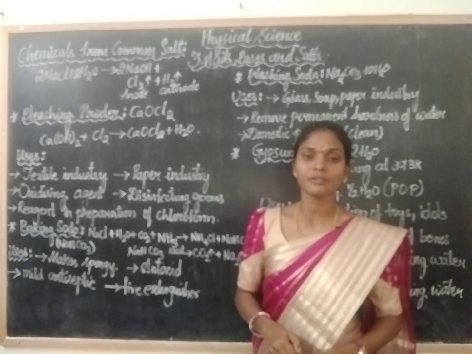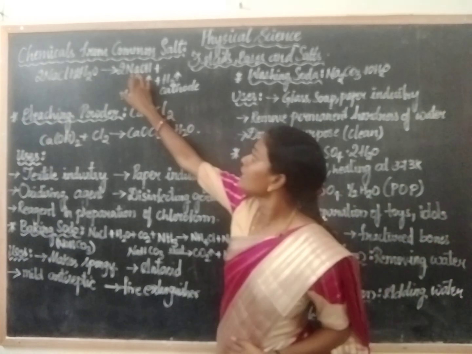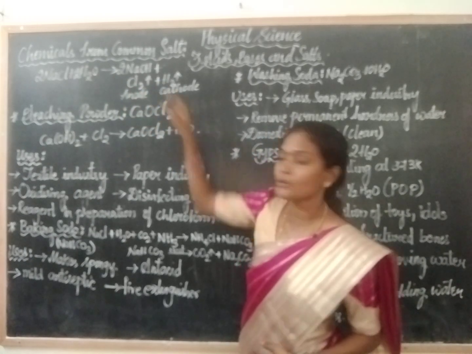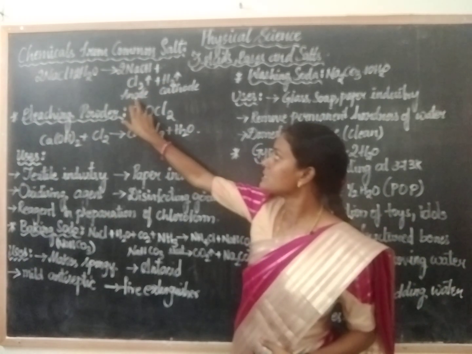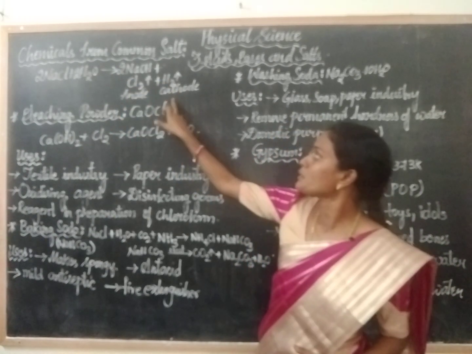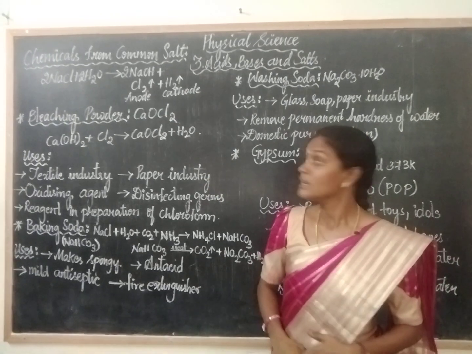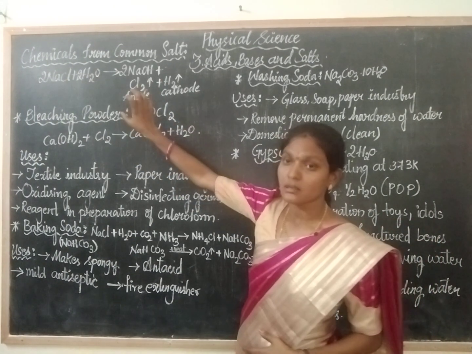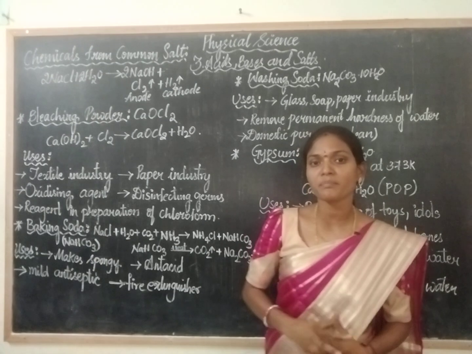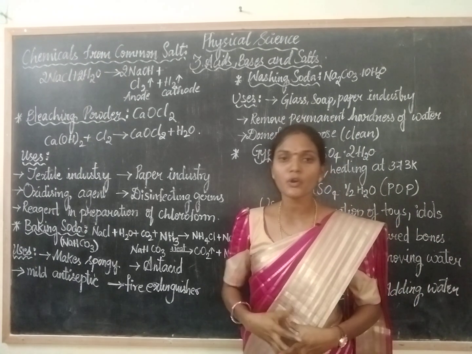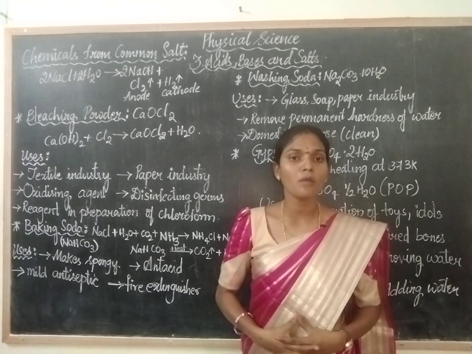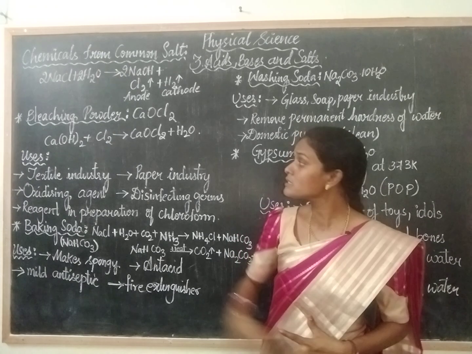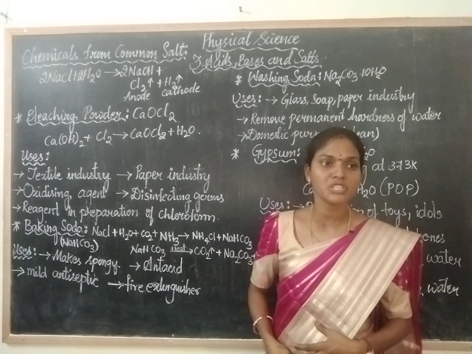When you pass electricity through it, it gives NaOH, chlorine and hydrogen gas. This chlorine gas is evolved at the anode and hydrogen gas is evolved at the cathode. Now, from the products we have got from the brine solution, we are going to prepare some chemicals from common salt. So first, let us learn about bleaching powder.